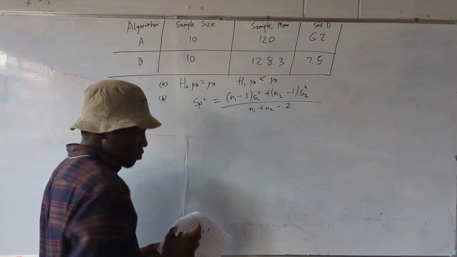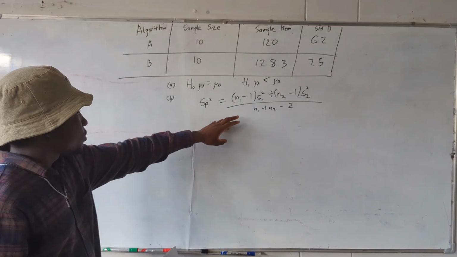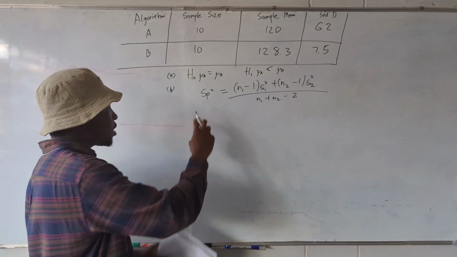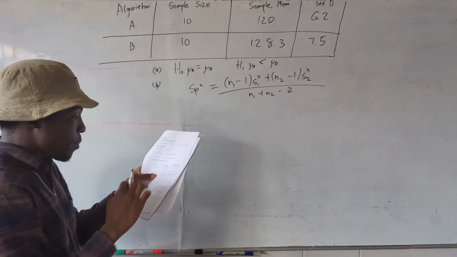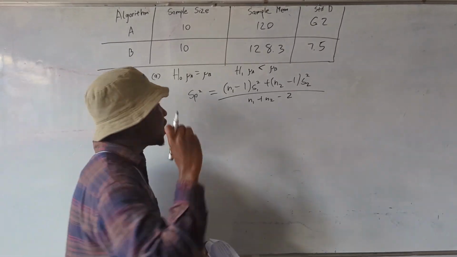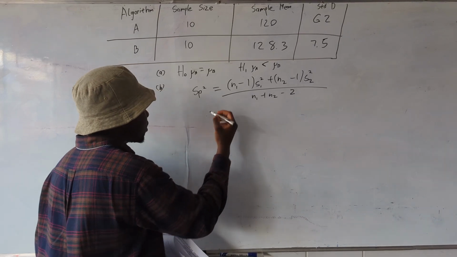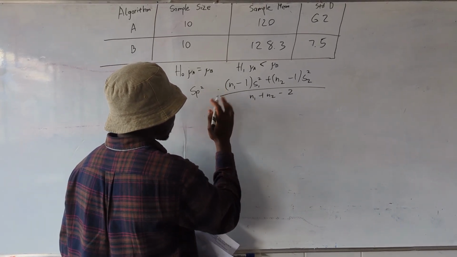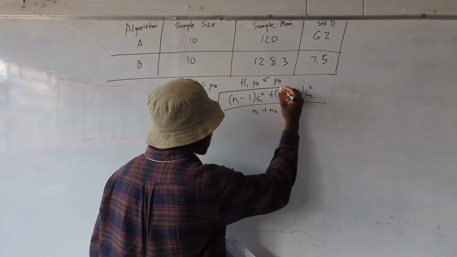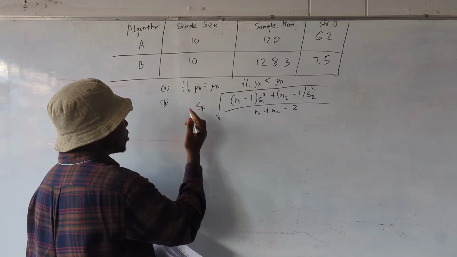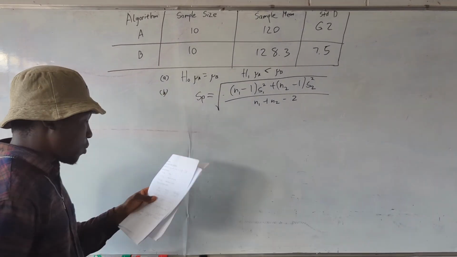In the sheet, Sp squared is given by the formula. So we need to introduce the square root to remove the square part. If we introduce the square root, this is just now Sp.